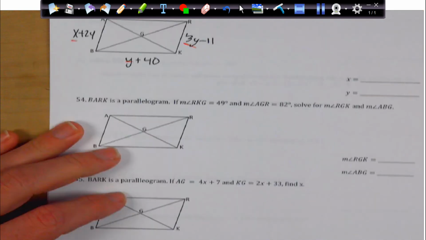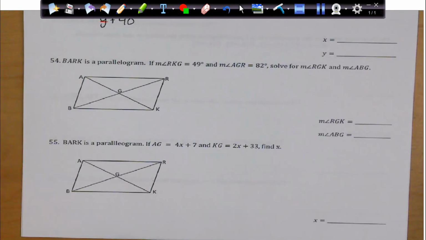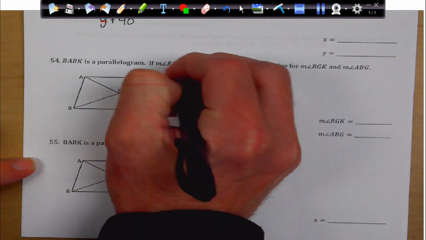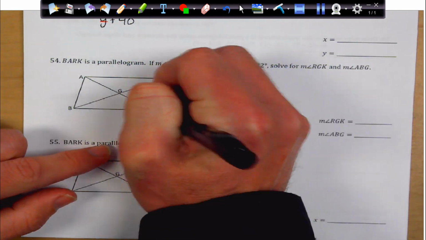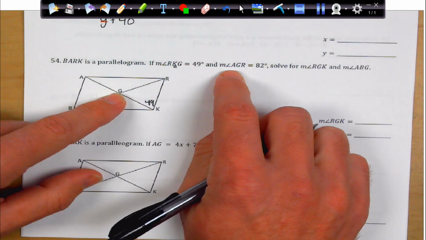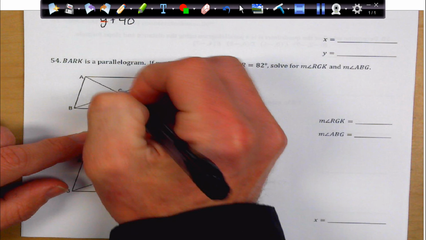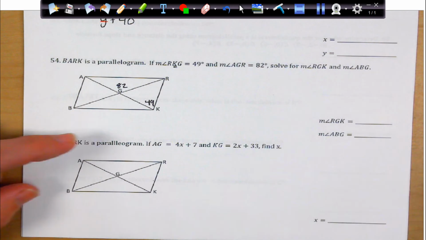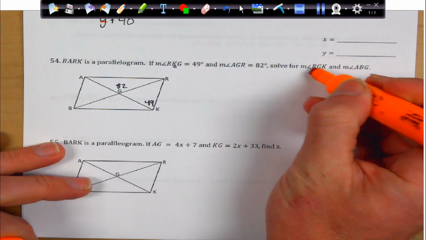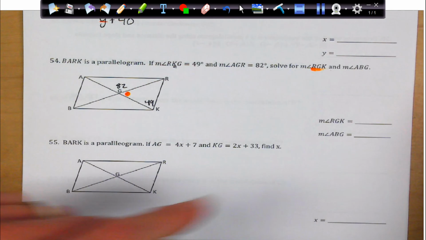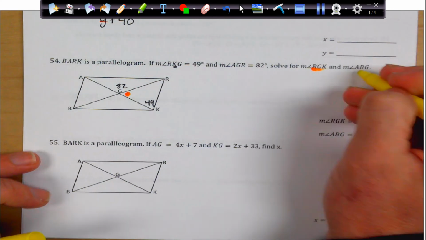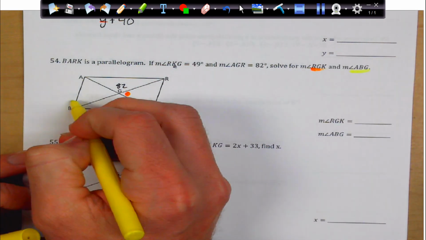Alright, number 54, we have K is in the middle, so it's going to be somewhere around here. Goes to R and G, so it's going to be 49. This is going to be around G going to A to R, that's 82. And then we're trying to solve for RGK, which is this angle right there. And we're trying to solve for ABG, which is right here.